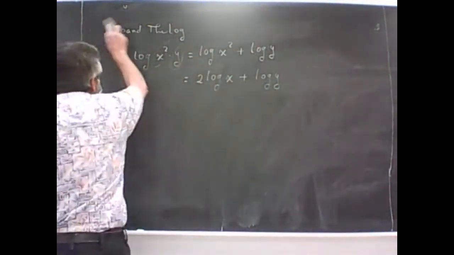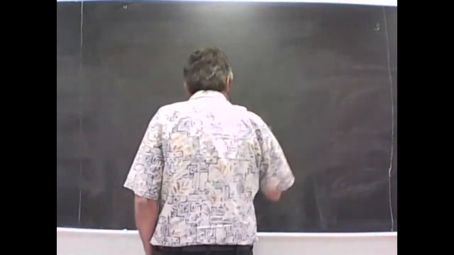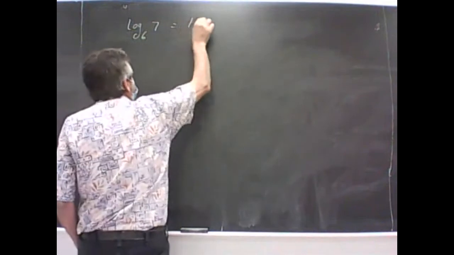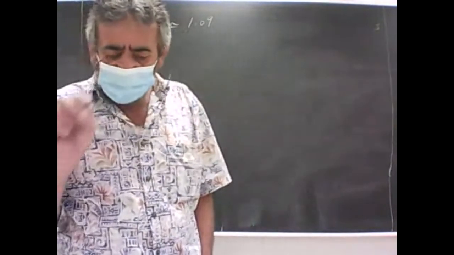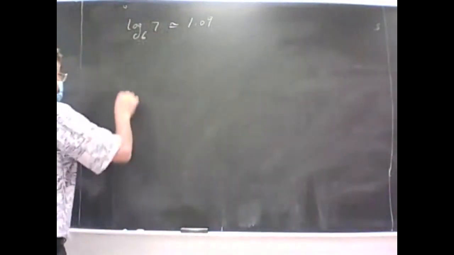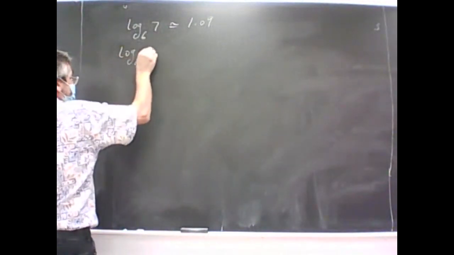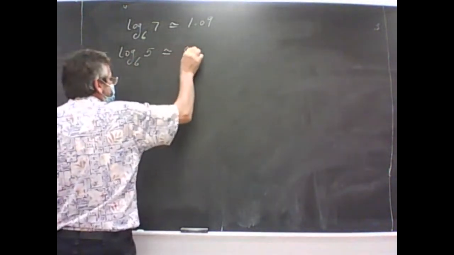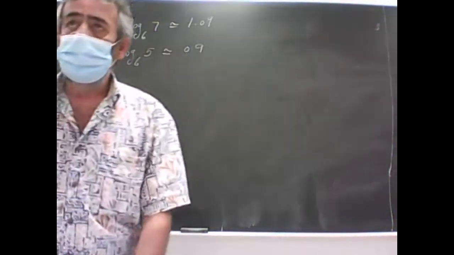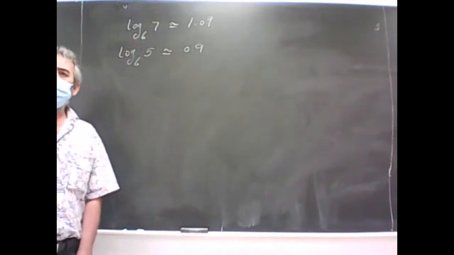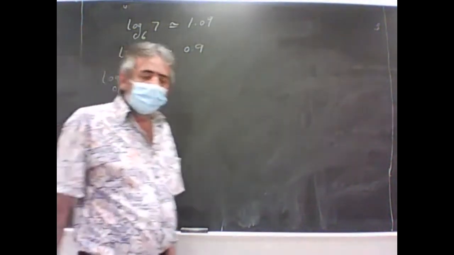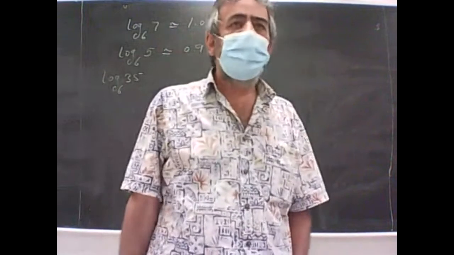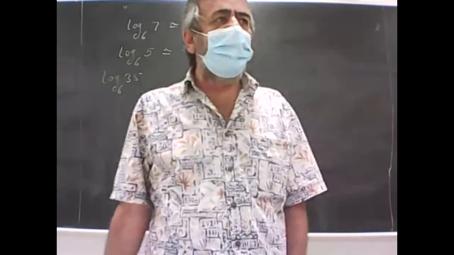Suppose we don't have a calculator, but we know that log base 6 of 7 is approximately equal to 1.09. And also suppose log base 6 of 5 is approximately 0.9. Those are all we are given, and we're supposed to find what log base 6 of 35 is. The calculator doesn't give me log base 6 of 35. So how do I find this?